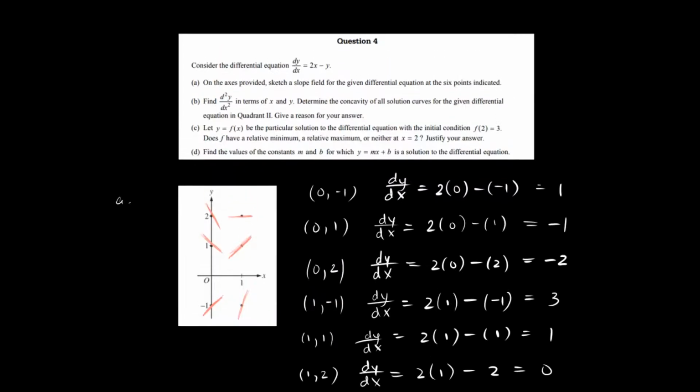Part B asks, find the second derivative in terms of x and y. Determine the concavity of all solution curves for the given differential equation in quadrant 2. Give a reason for your answer. So this complex looking fraction here is just notation for the second derivative. So in essence, the derivative of this equation. So let's move everything down here.